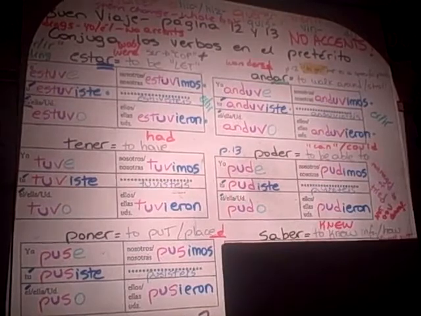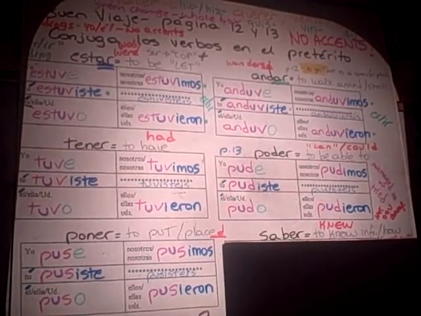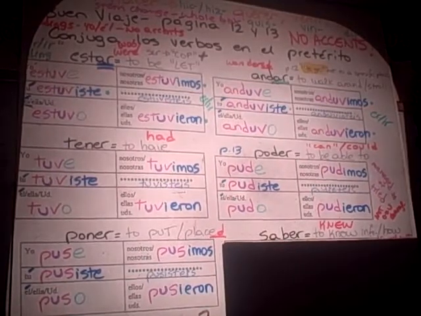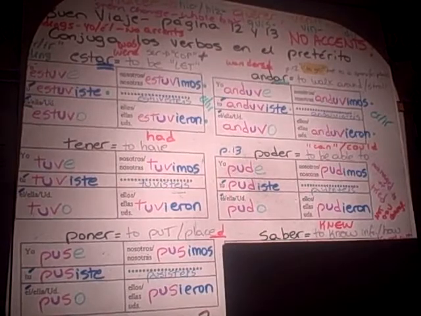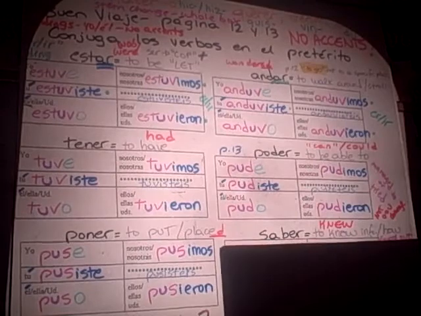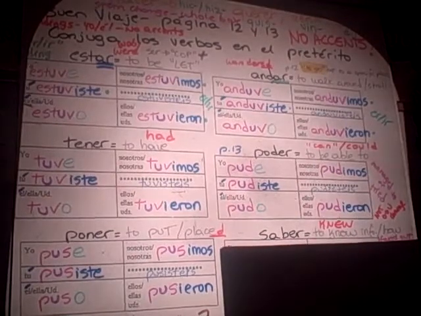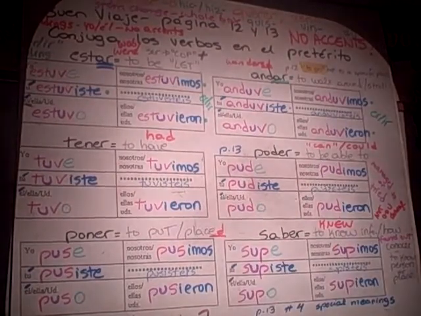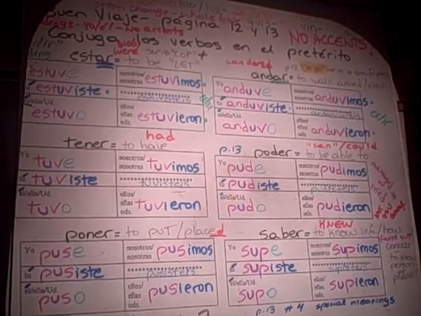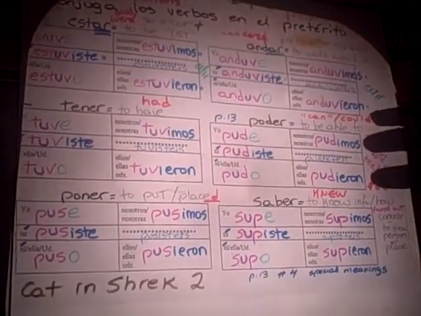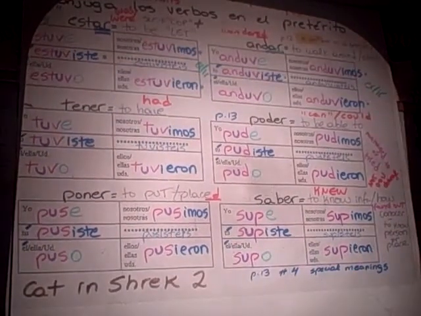And saber, to know information or how to do something, versus conocer, which is to know person or place. What is your beginning part? Soup, except for not the kind you eat. That's your feet. Sopa. Well, right, exactly. Spanish would be sopa, but in English it sounds like soup. Supe, supiste, supo, supimos, supieron.